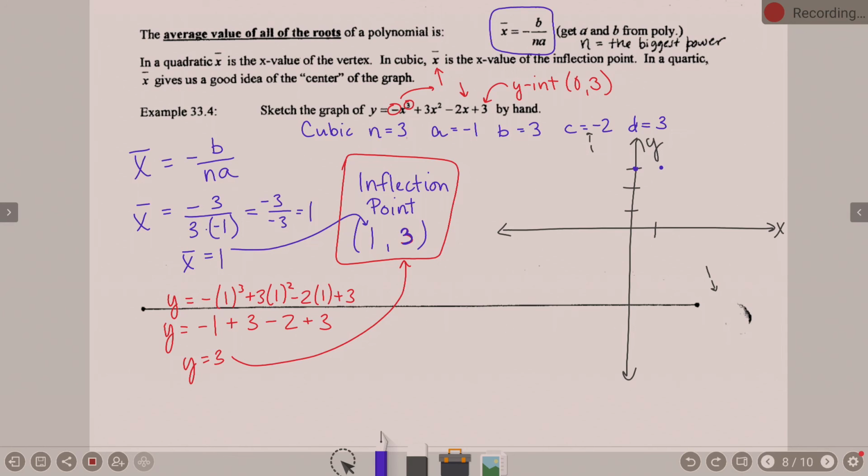Well, notice we have to go through 0, 3. We have to have an inflection point at 1, 3. So if that inflection point is at 1, 3, that's kind of the center of our graph. Are you visualizing what's going to happen here? If this is the center of my graph, that means I'm going to have a max to the right of it and a min to the left of it, which means between 0, 3 and 1, 3 is my min. And so as I draw this, I would start high, I would come down and go through there, and I would have something like that maybe.